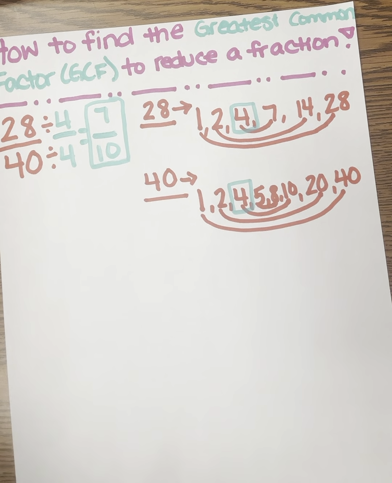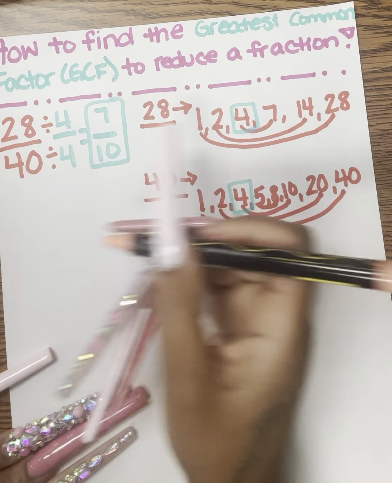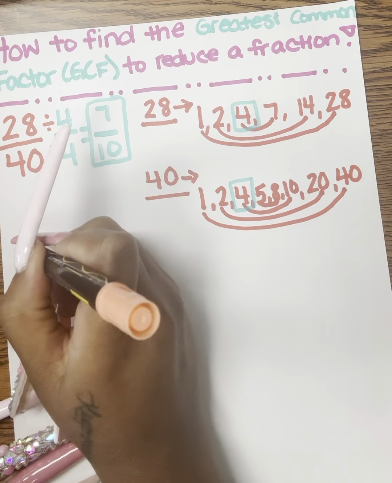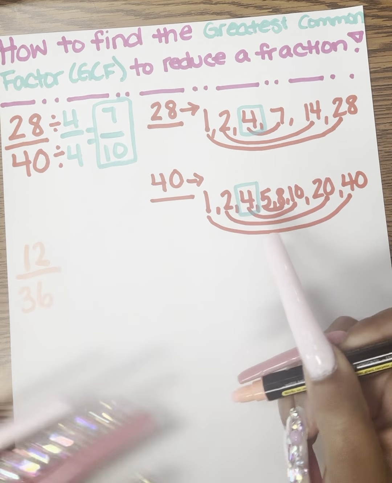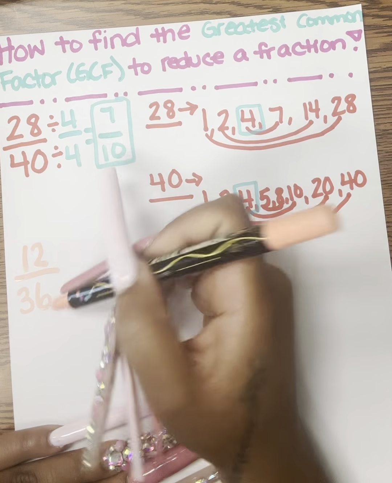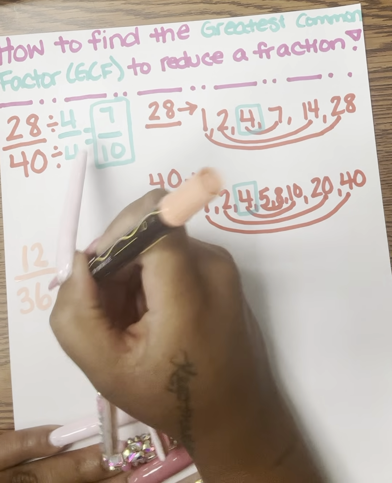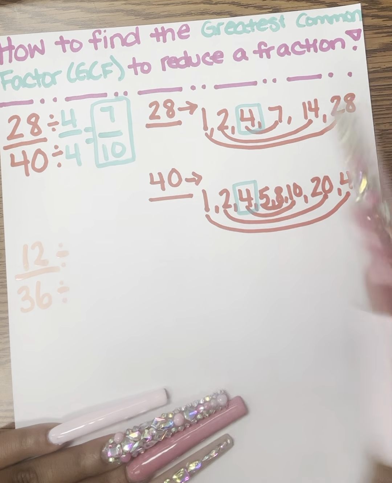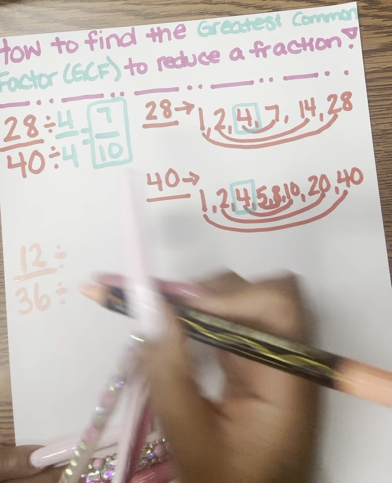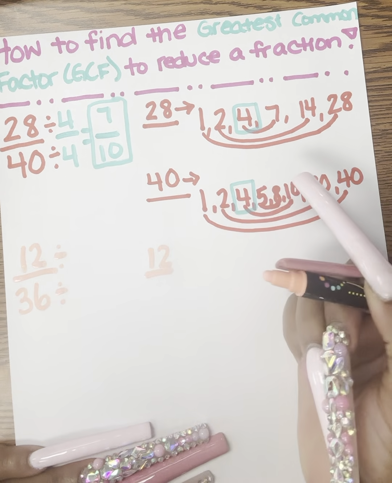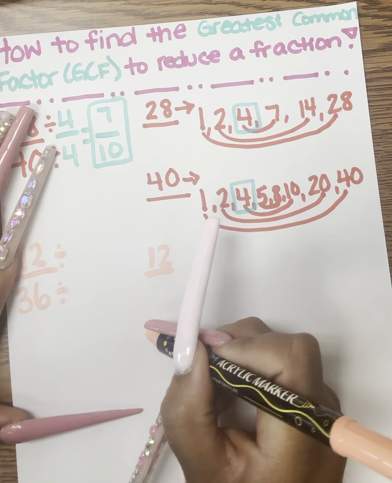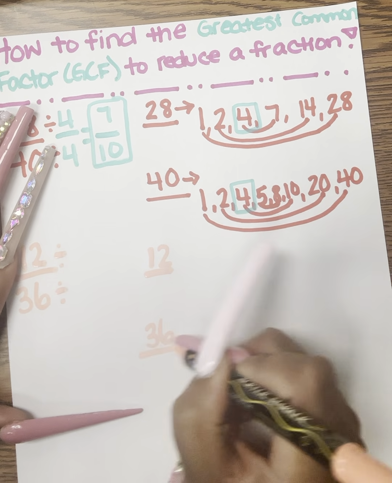Let's look at another example. Suppose I have the fraction 12 over 36. Again, 2 even numbers, which means for a fact, I know that it can be divided by 2, but let's find the greatest. So I'm going to start. What are all of my factor pairs of 12? What are all of my factor pairs of 36?